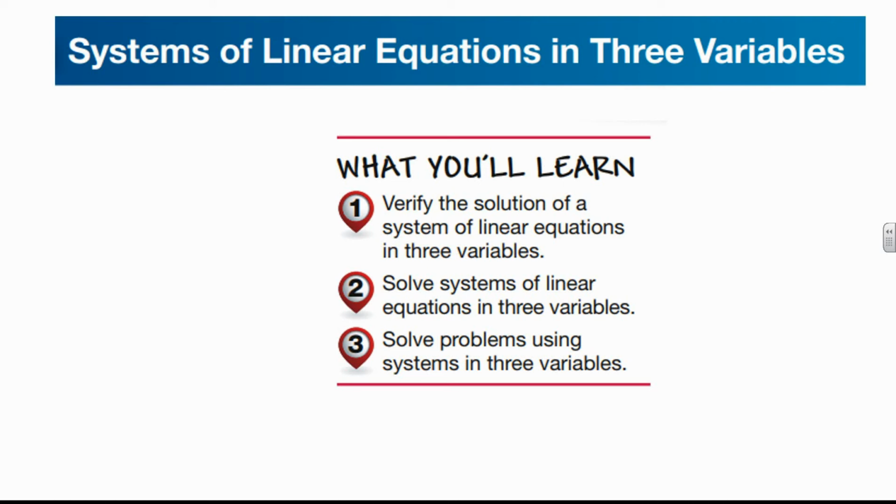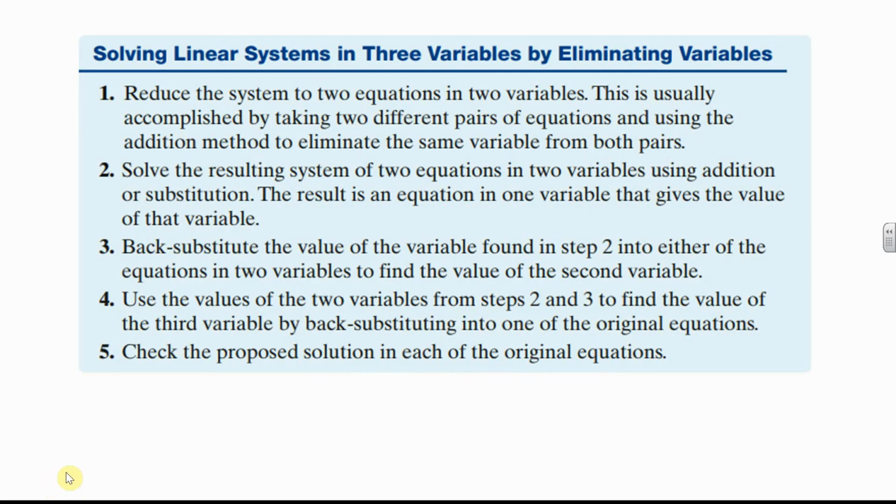And it's more concise. So according to your book, this is what your author gives you in terms of solving these variables by eliminating the variables. Reduce the system to two equations and two variables. So basically you have three equations, three variables. He wants you to try to reduce back to something that looks like the previous section. That's ideal, that's great, but how you do that is very questionable.